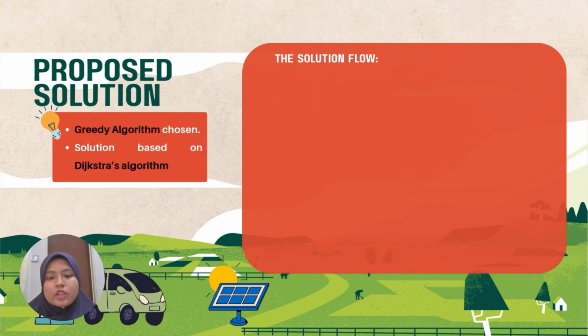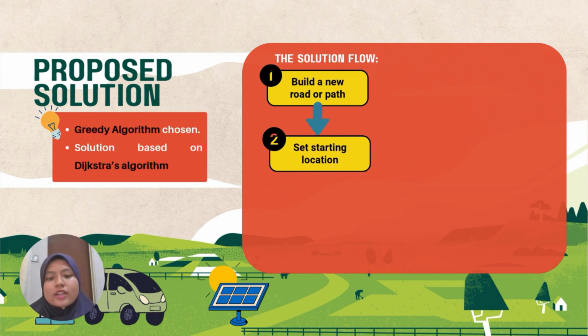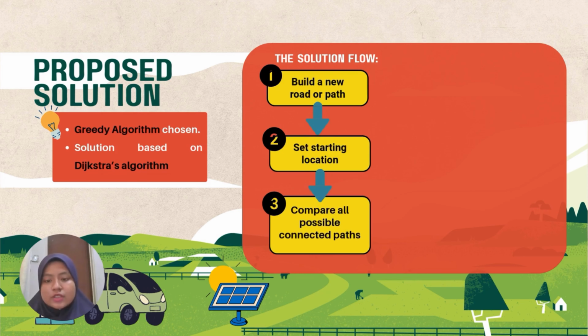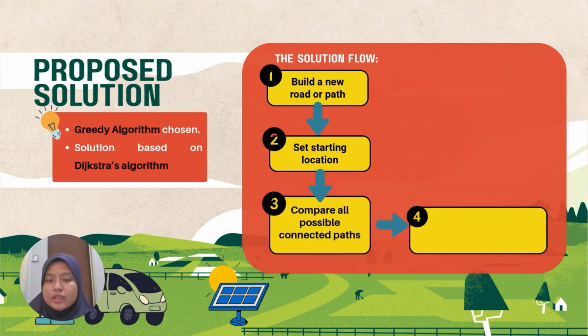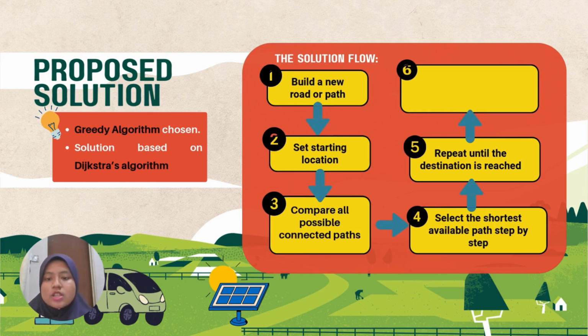First, the user needs to build a new road or path. Then they need to set the starting location and the destination. Compare all of the possible connected paths. After that, it will select the shortest available path step by step. This will be repeated until it reaches the destination, and then at the end, the system will display the final shortest route and distance.